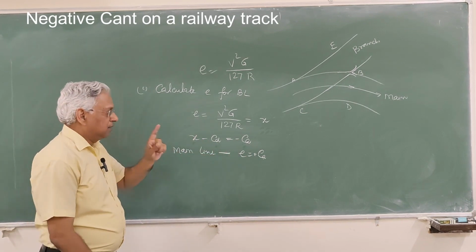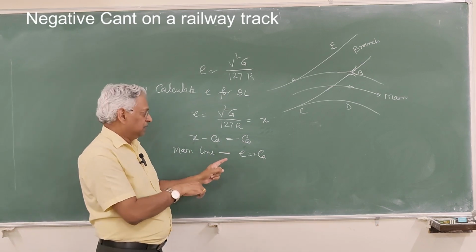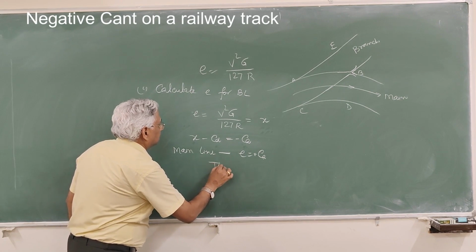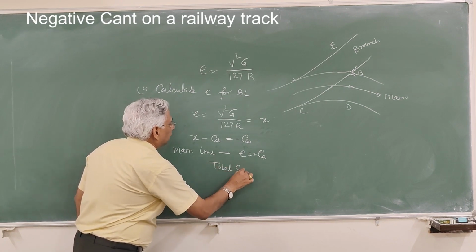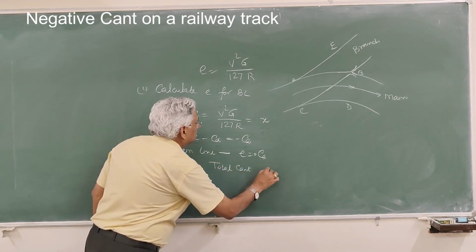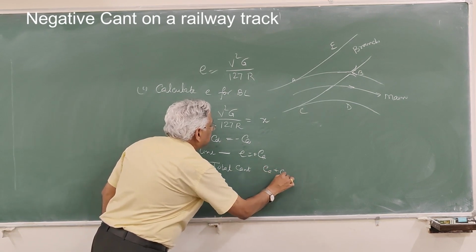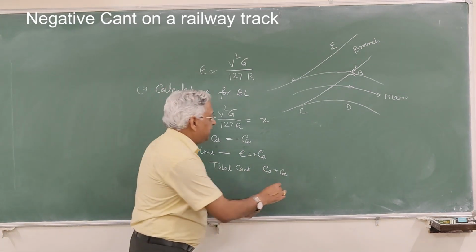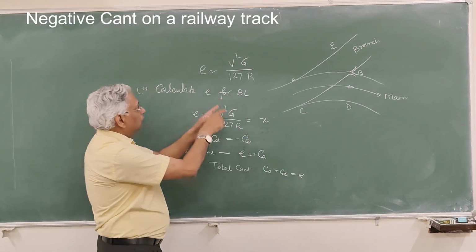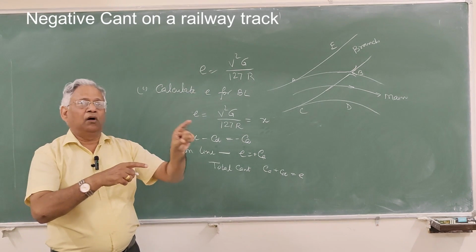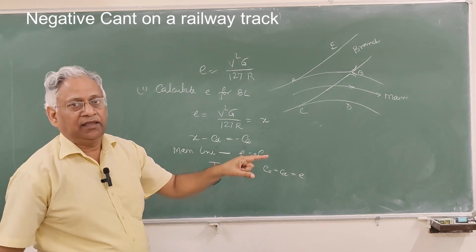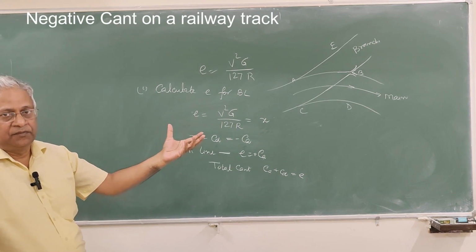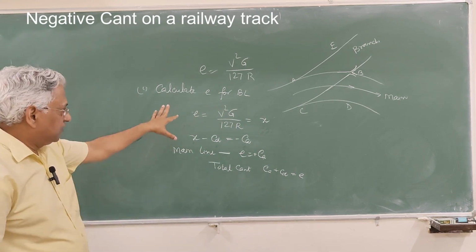Now you add cant deficiency to this. So the total cant or theoretical cant on main line will be CA plus CD. And then using this equal to E, you calculate the speed which is permissible on the main line. That is how we design the diverting tracks. Now let me take one example to illustrate this procedure.